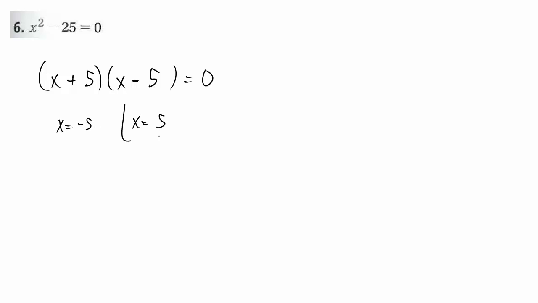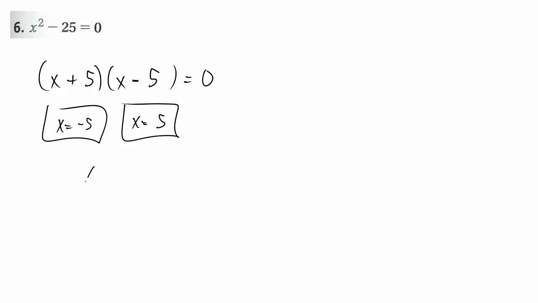But next up, 6. So we can still solve this by factoring. This is a difference of perfect squares. So you know the x and the x work out, but it's weird that we don't have a middle term. That should tell you right away these numbers have to be the same, but opposite signs, and it causes the middle to cancel out. So you get x equals negative 5 as a solution, x equals positive 5 as a solution.